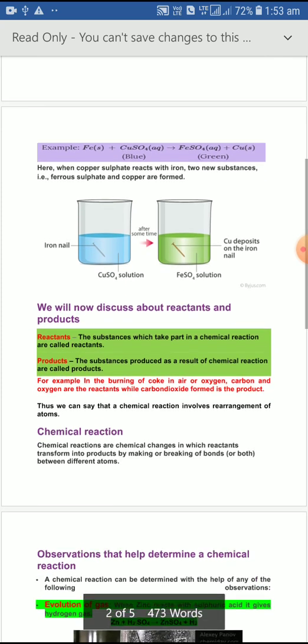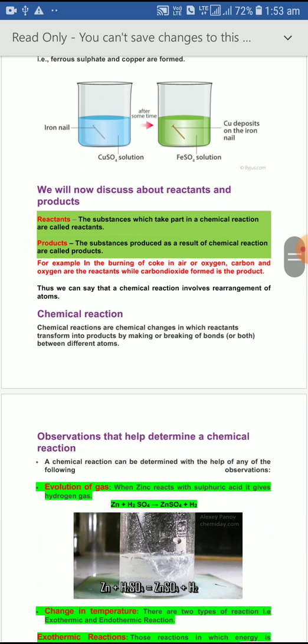For example, when you burn coke in air, carbon and oxygen are the reactants, while the carbon dioxide formed is the product. Clear? So what is a chemical reaction? Chemical reactions are chemical changes in which reactants are transformed into products. And when reactants transform into products, then we say that a chemical reaction has taken place.